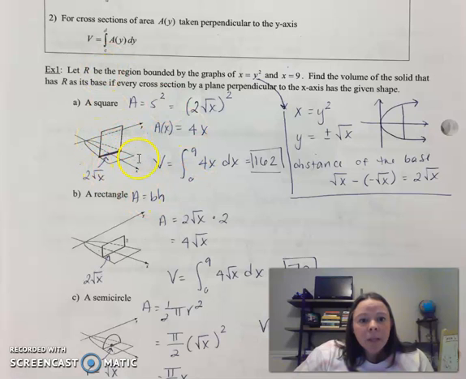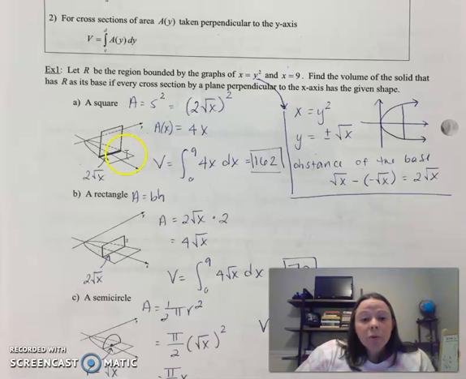Okay, so from here, now we've established our area formula. So now we're going to do 2 times the square root of x, squared, and that's your area formula, because that's the area of a square, s squared. So that's the area formula for the base, depending on where you are along the x-axis.